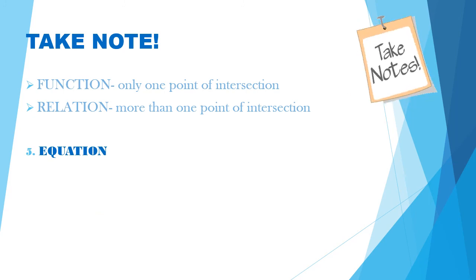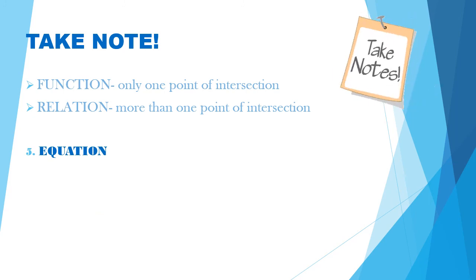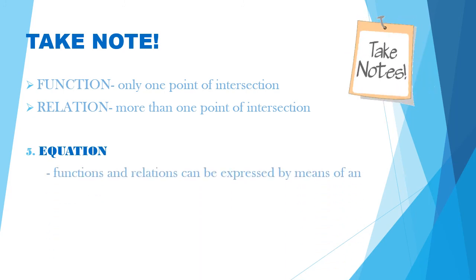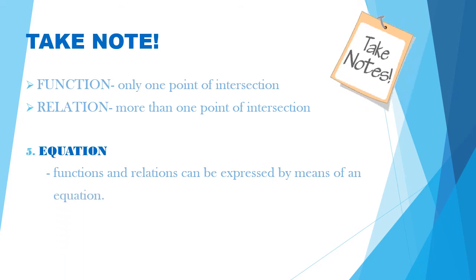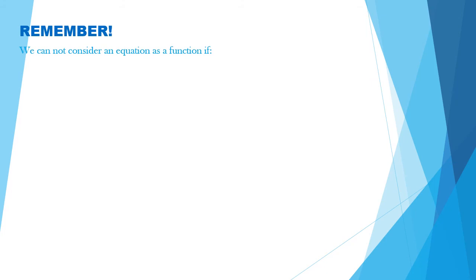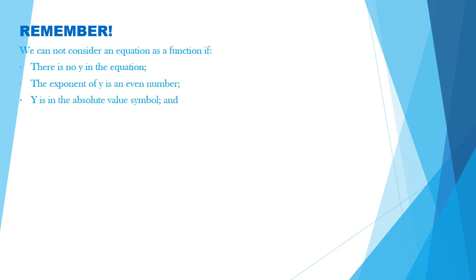The last way of expressing functions and relations is the equation. Functions and relations can be expressed by means of an equation. Remember that we cannot consider an equation as a function if there is no y in the equation, the exponent of y is an even number, y is in the absolute value symbol, or the relationship is not in equality form.